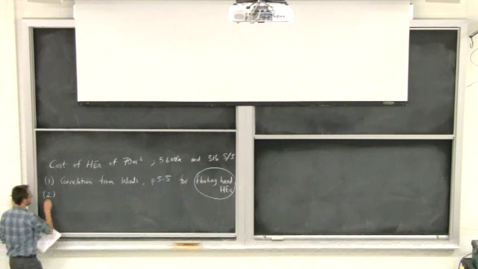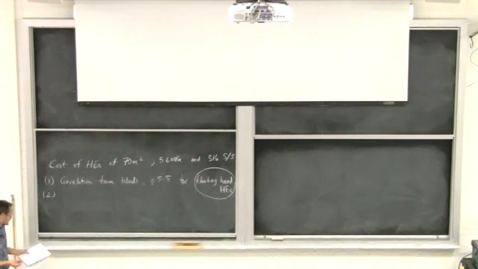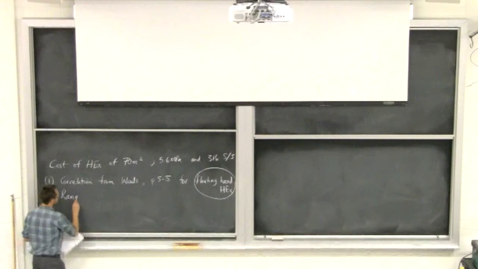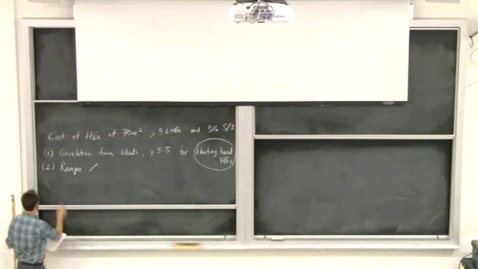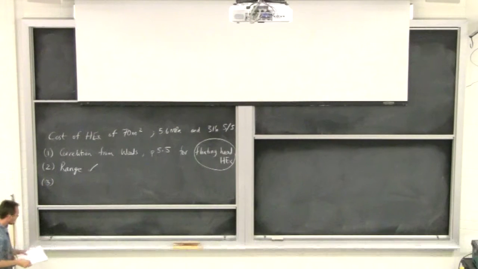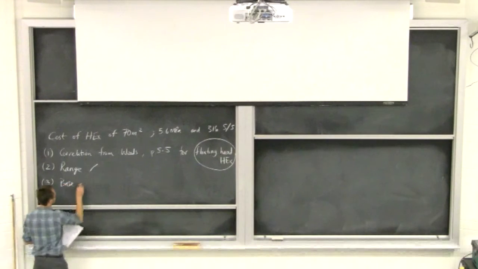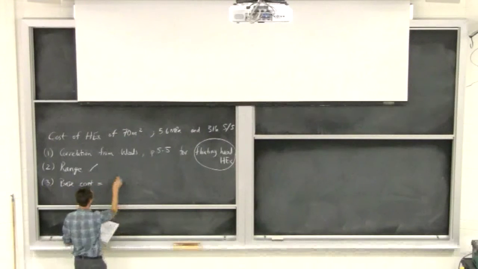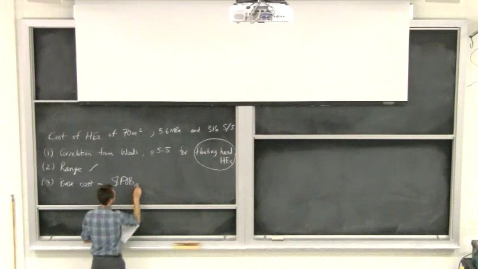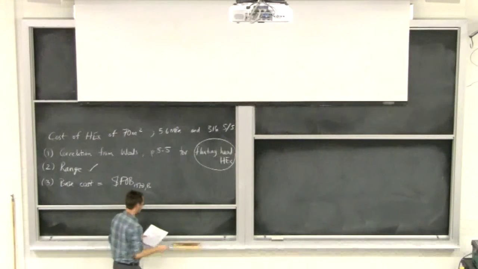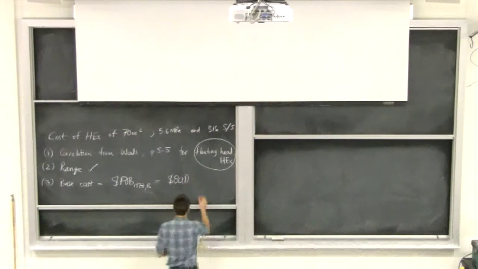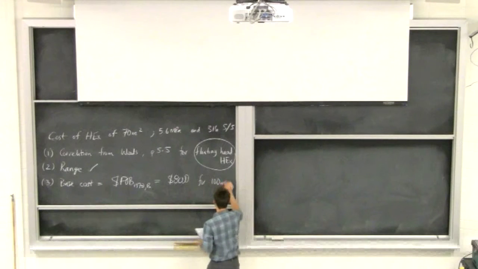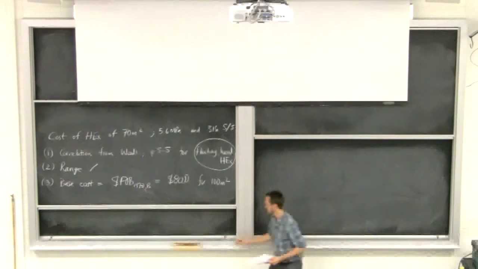The second part of the procedure is to check if the correlation range is okay. We spent substantial time doing that last time, so I won't repeat that step. The third part in the procedure is to read off the database cost, in this case the base cost. We called it, using this notation, FOB, in 1970 for the unit B was $8,000. But that was for 100 meters squared. So that's my reference heat exchanger.